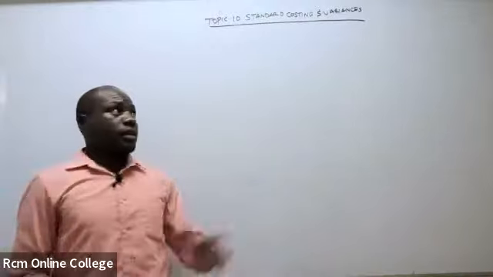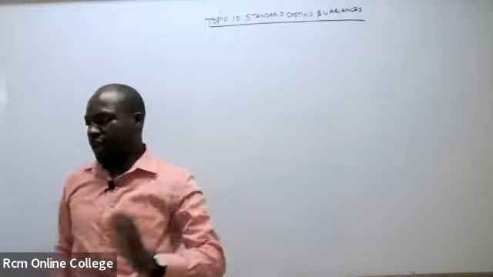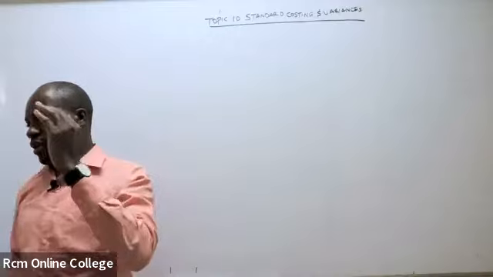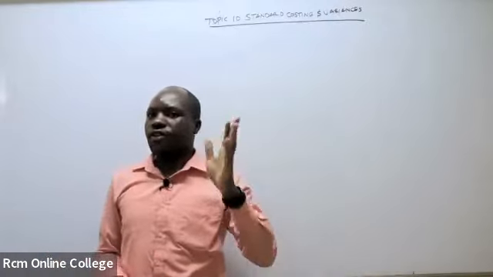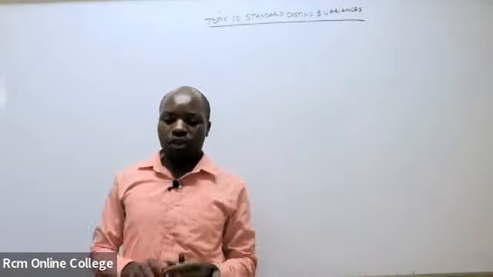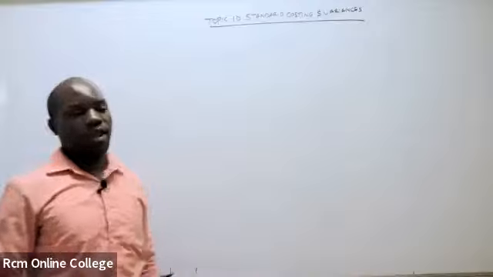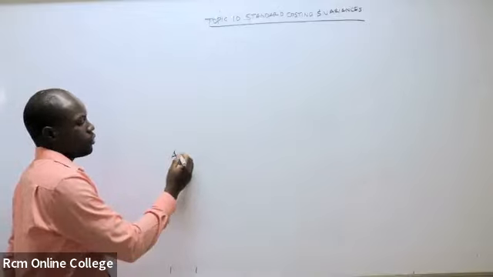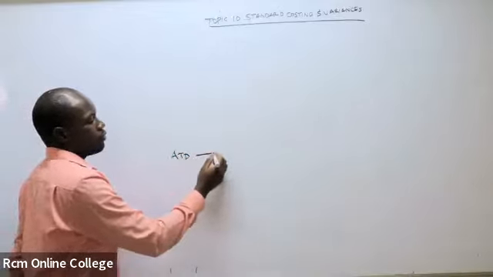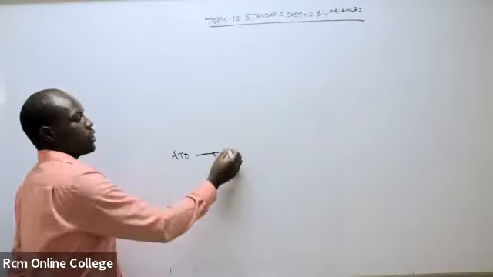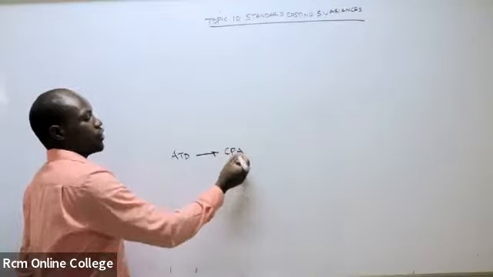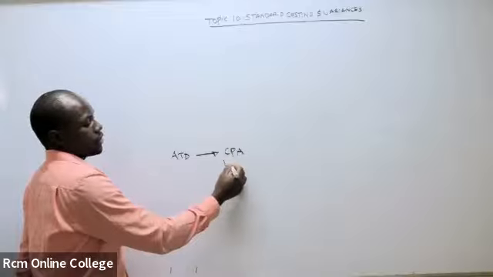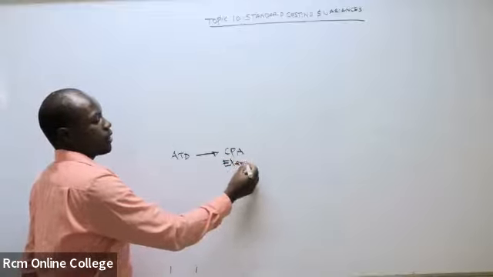Good. So topic number 10, standard costing and variances. It is there in the CPA syllabus. It is not there in ATD. But now, this is the worst part of it. At ATD level, when you complete your ATD and you now transition to CPA, you will be exempted, right?